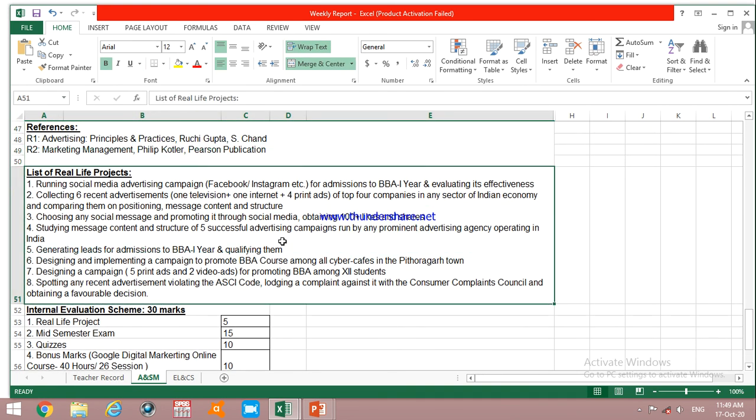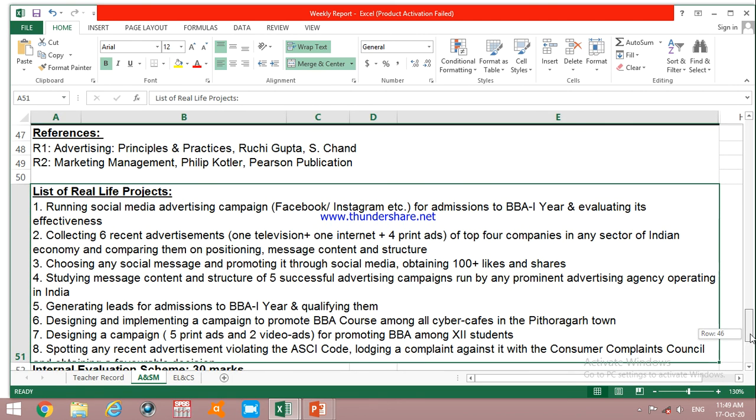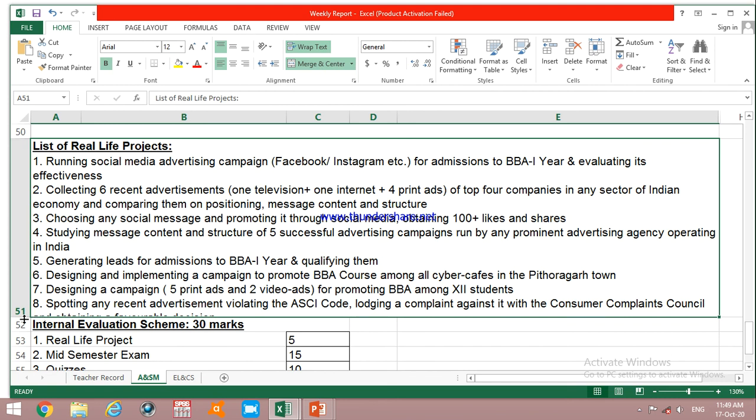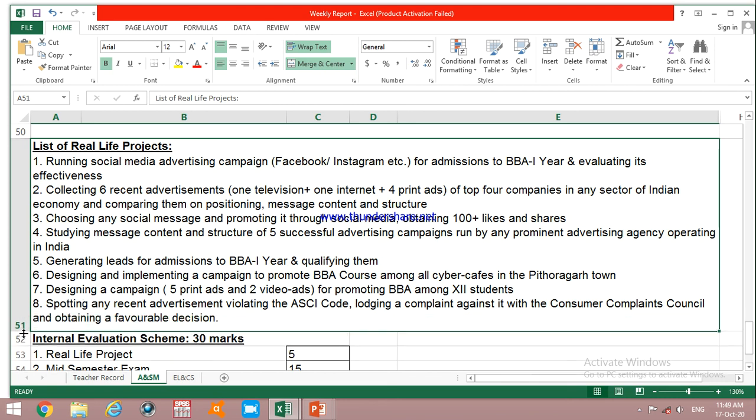You can form a pair. At most, one particular project can be done by 2 students, right? There are 8 projects and there are 13 students only, so we can have a pair of 2 students doing a particular project, and in some cases only 1 student doing a particular project. So these are the different projects. What you have to do now is decide which particular project you are planning to do, and then start working on that.